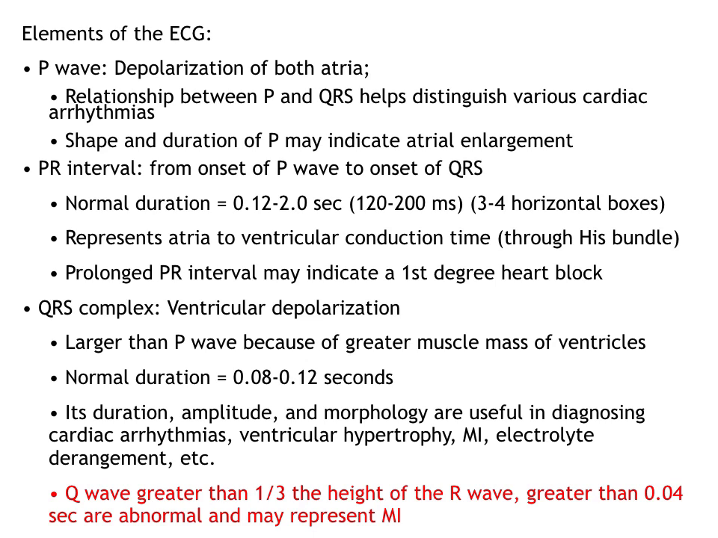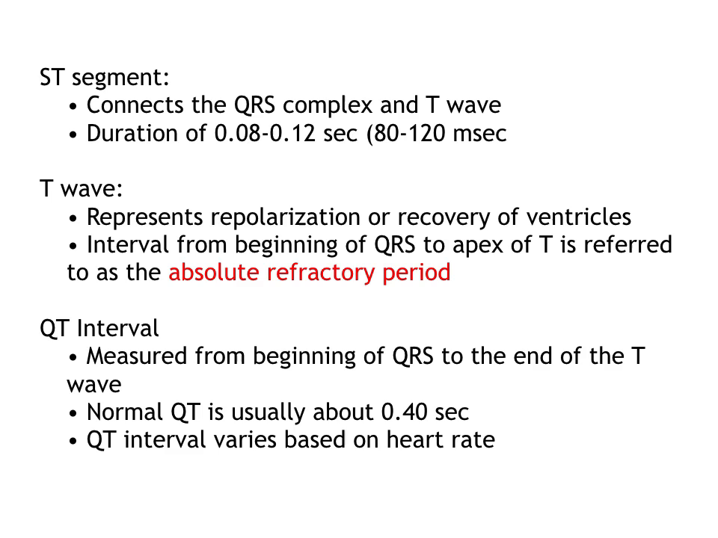A Q wave greater than one-third the height of the R wave or greater than one small box is abnormal and it may represent MI. ST segment. It connects the QRS complex to the T wave. Its normal duration is around 2 to 3 small boxes.